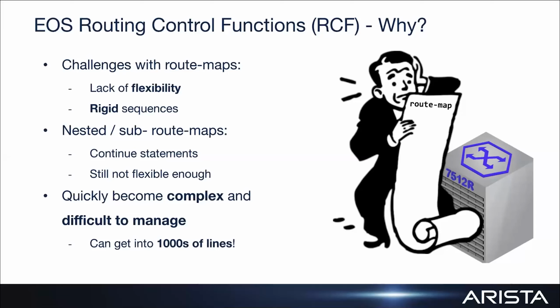You can add some flexibility using nested or sub route maps, so that's using continue statements and so on. But that's still not very flexible, and this can actually become very complex. If you're trying to define quite a lengthy routing policy, these route maps can quickly run into the hundreds and thousands of lines and become very difficult to manage.